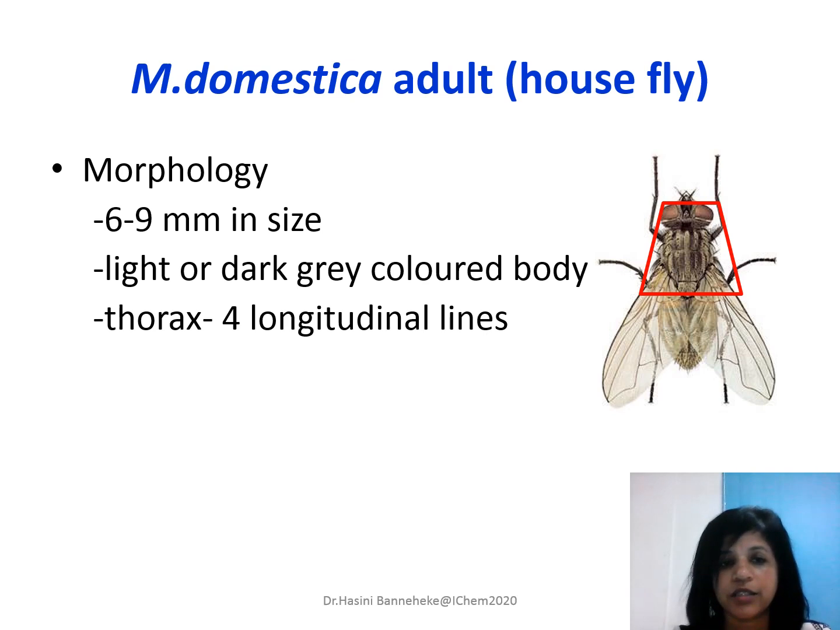Now if you take the adult morphology, what I have shown here is the thorax, and it has four dark longitudinal lines with which the Musca domestica can be identified, separating it from the other species that we know.